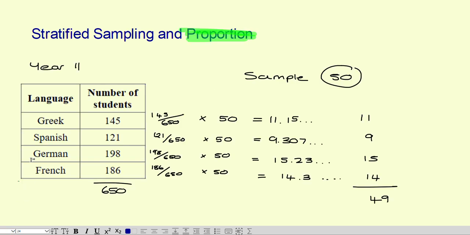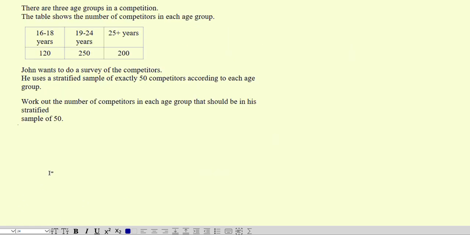Now, how you then select those groups, you tend to use random sampling within that. So once you've figured out, okay, I need 11 who do Greek, you'd number the 145 students and generate 11 random numbers between 1 and 145. Select them, ignore duplicates, and link back to the population. So within stratified sampling, there is random sampling happening.